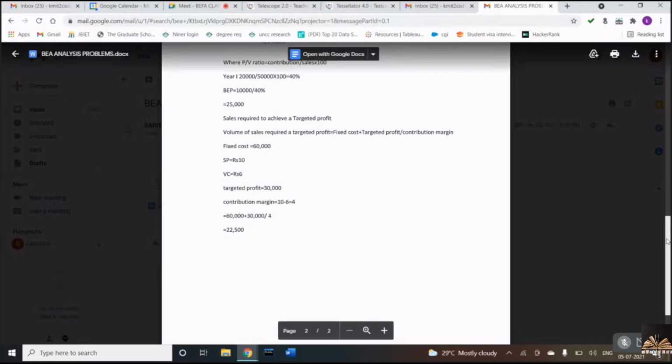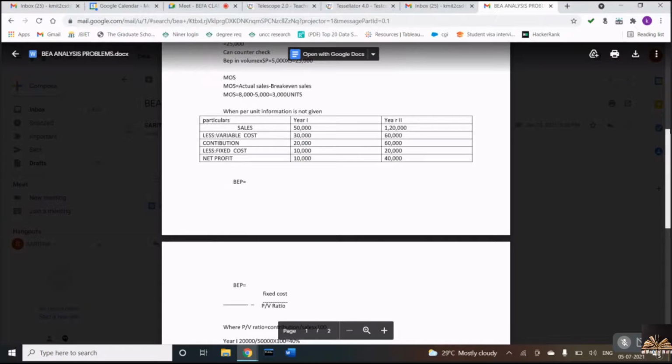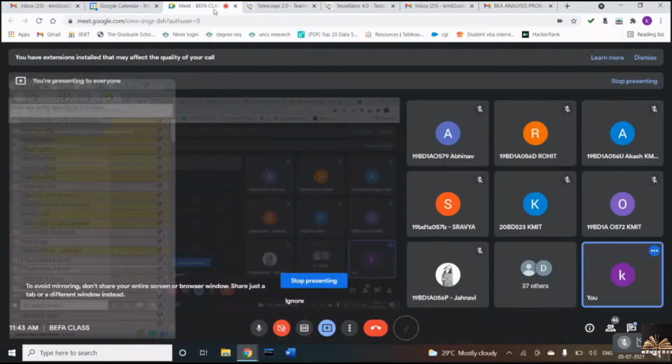And how is margin of safety calculated? Margin of safety is equal to actual sales minus break even sales. 50,000 minus 25,000. Margin of safety is equal to 25,000. Now calculate the same for year 2. You have sales 1,20,000, variable cost 60, contribution 60, fixed cost 20,000. Calculate break even and margin of safety and quickly tell me. Don't tell me the answer, I'll ask. Okay? Whoever I ask needs to answer.